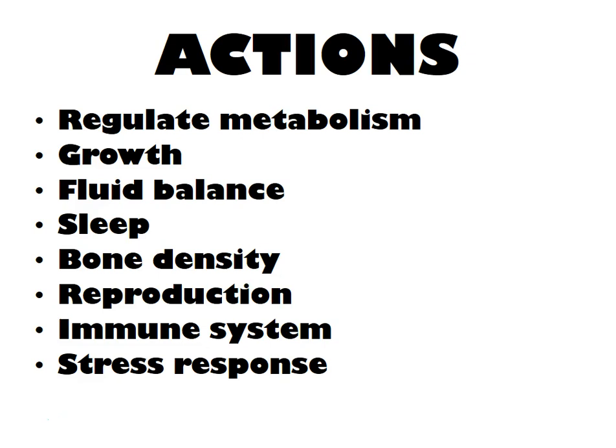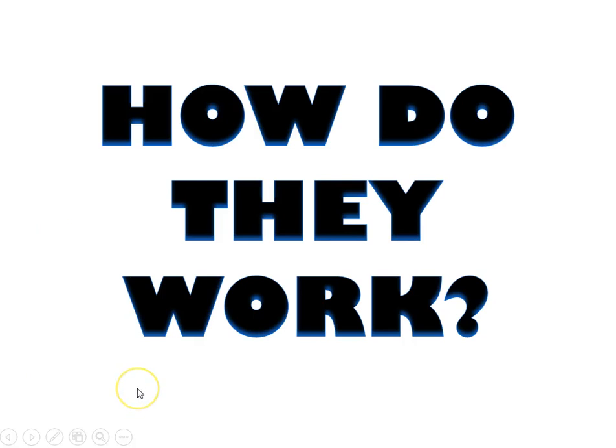So the actions of the endocrine system include regulating metabolism, growth, fluid balance, sleep, bone density, reproduction, immune system, and stress response. At least for this course, you will not be responsible for things related to growth and the reproductive system. I still have the information in here, but I have it in a light gray font just so you can see where it fits in, but you will not be responsible for it when it comes to testing purposes. So how do they work?